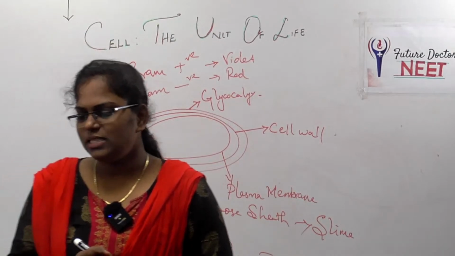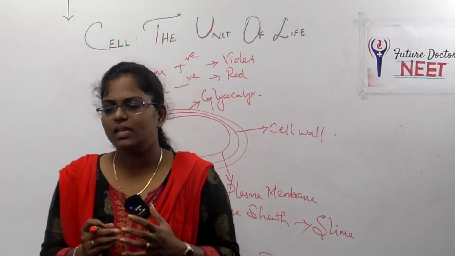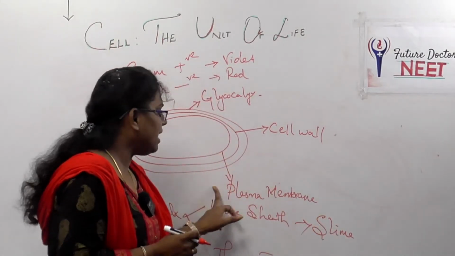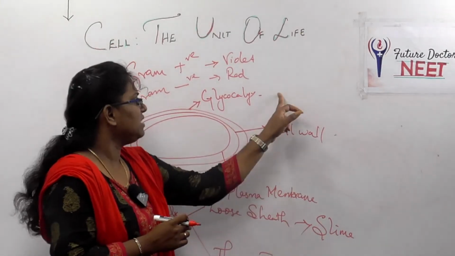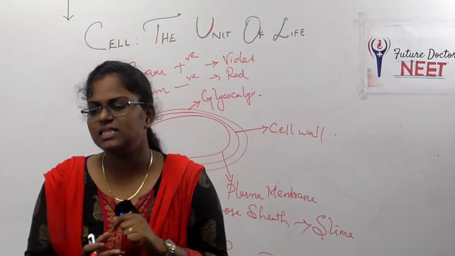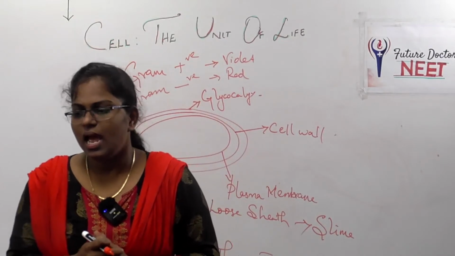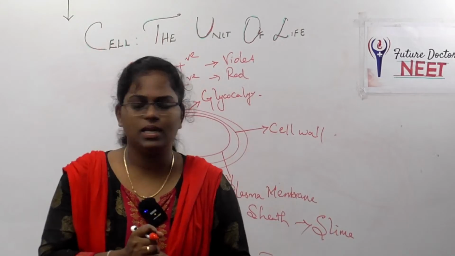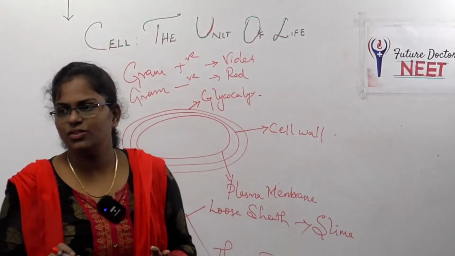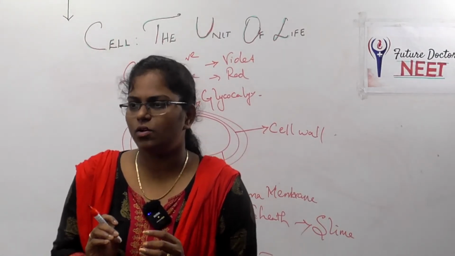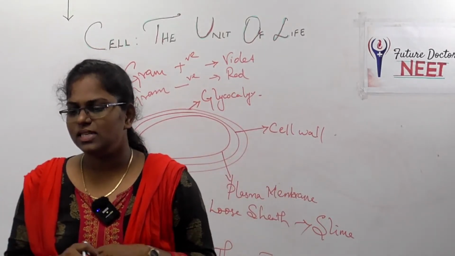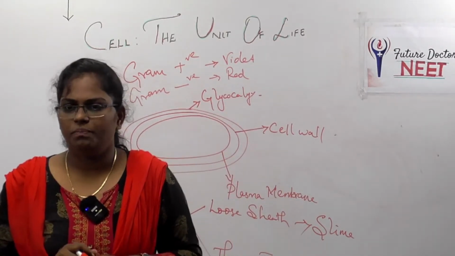Okay, and the next one is the plasma membrane is selectively permeable in nature. What is plasma membrane? This is a cell membrane. Cell membrane is a plasma membrane. First we have seen cell wall, and then plasma membrane. Plasma membrane is selectively permeable in nature and interacts with the outside world. It is permeable in nature and interacts with the outside world.